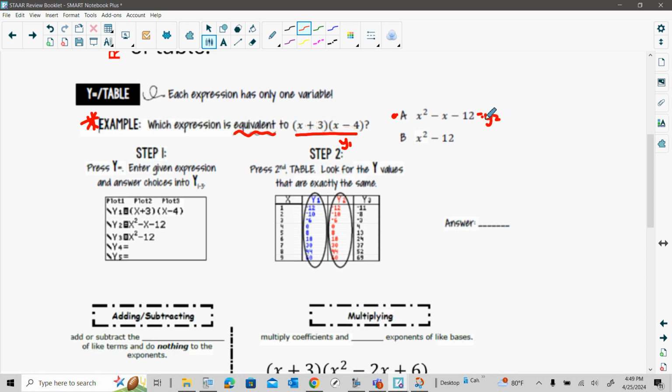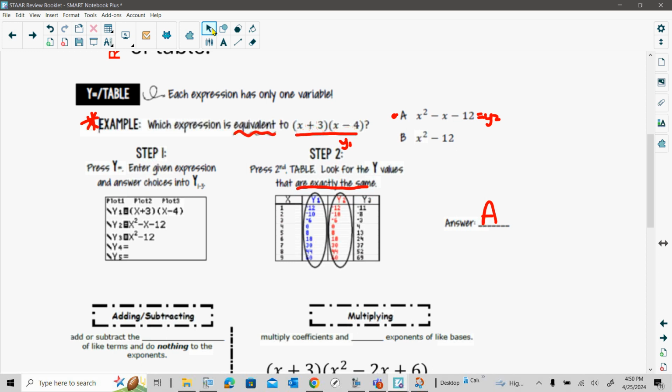What you would do is put both in the calculator, they put all three here, but what you're looking for is to see which ones are exactly the same. Since the first answer choice A equaled our expression in the problem, then that is equivalent. If it's equivalent, it's equal, it matches, they're exactly the same, so they have an equivalent relationship.